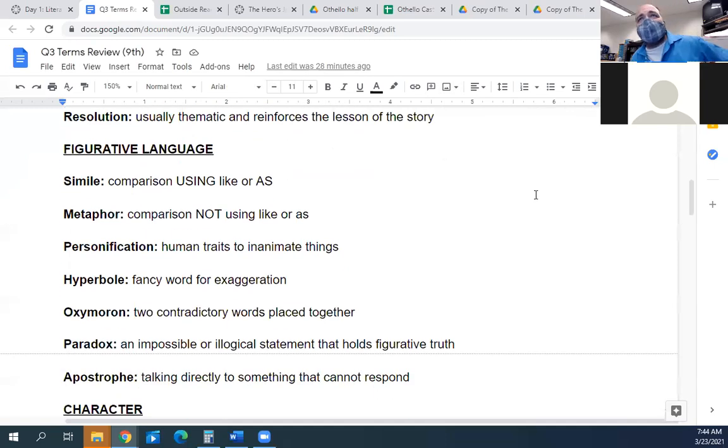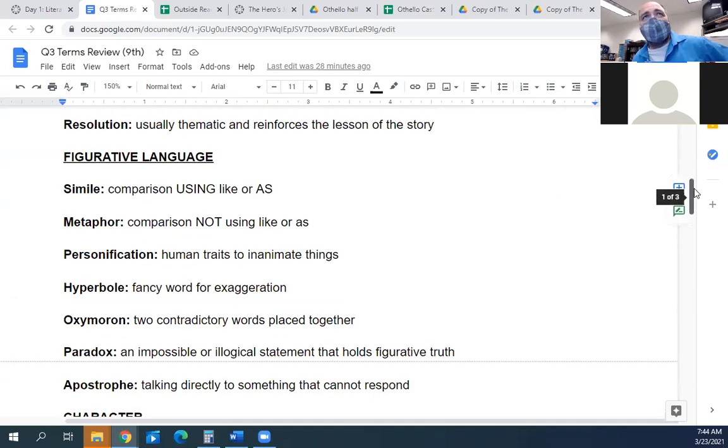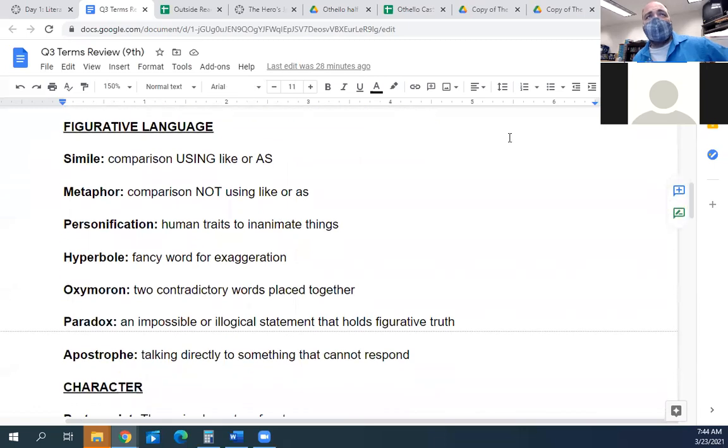All right, so next we have figurative language. We've been working with figurative language, identifying it and looking at what the author's doing with it all year long. A lot of this is simple review. Simile is a comparison using like or as. So, Control F and look for the word like or as, and you should be able to find a simile pretty easily.